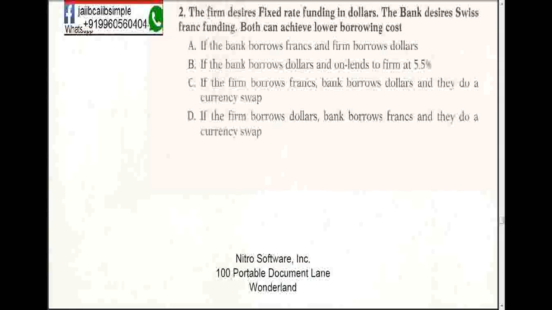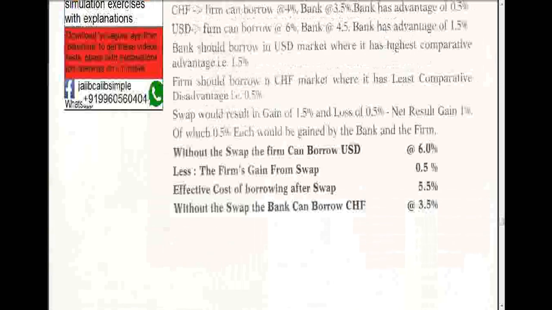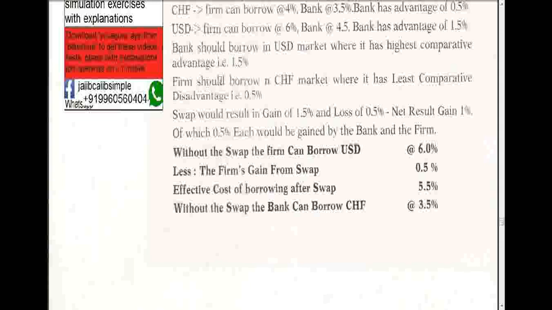If you see the question again, question number 2, the firm desires fixed rate funding. So it requires fixed rate and the bank requires Swiss franc funding. The bank has borrowed fixed USDs, but it is required by the firm. The firm has borrowed francs, but it is required by the bank. So what will they do? They will exchange with each other.